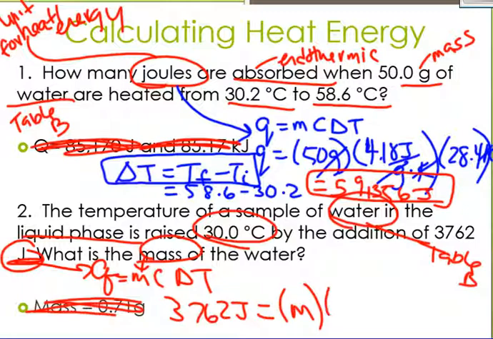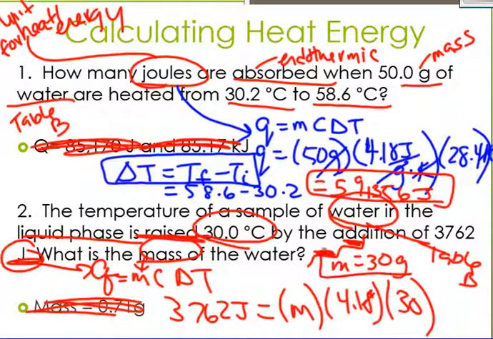And delta T, they didn't give you two temperatures, and that's usually the best way to know that we have to use delta T, but they tell you the temperature was raised by 30 degrees Celsius. So we're going to plug that in as our change in temperature. Because remember, on our heating curve, if we were talking about Q equals MHF or Q equals MHV, the temperature would not change. It would be staying constant, because temperature stays constant during a phase change. So solving for M, we would get that M is equal to 30 grams.